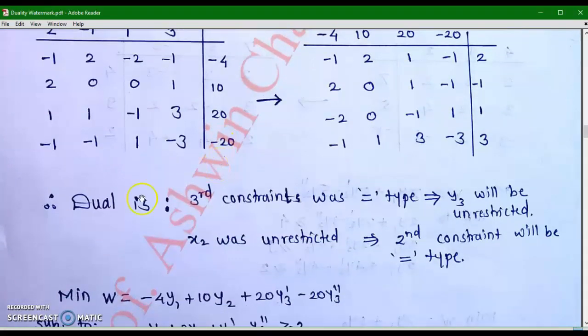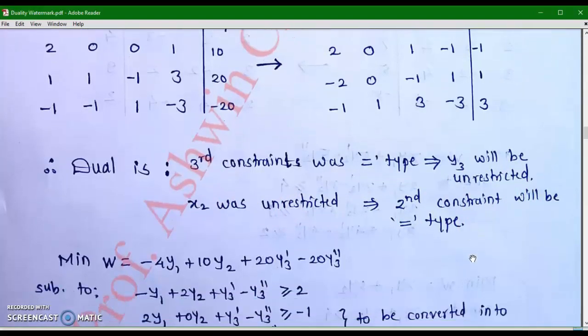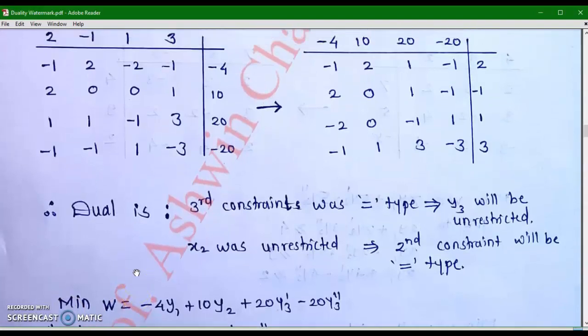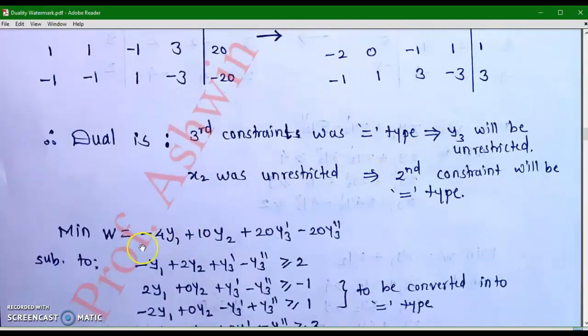While writing the dual now, where it is written, the third constraint was equality type, so y3 will be unrestricted. x2 was unrestricted, that's why the second constraint will be of equality type. So the given problem was of maximization z type. Now we have the dual as minimization w. Okay, now second thing, minus 4 10 20 minus 20, here minus 4 y1 plus 10 y2.